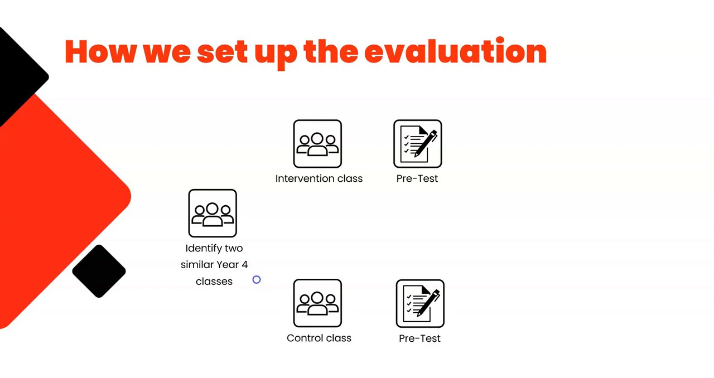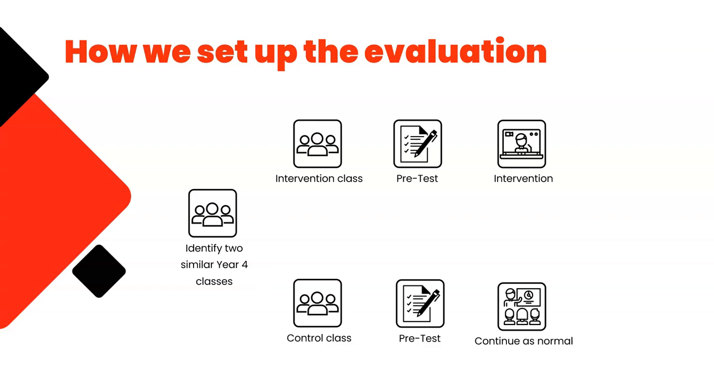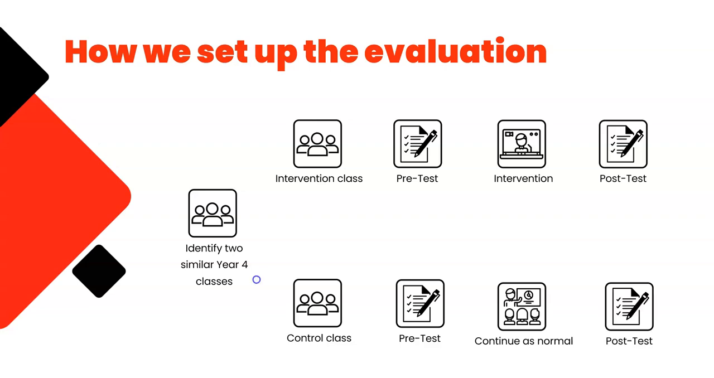Complete the pre-assessment spelling test with both groups. The intervention class will use the spelling strategy and the control class will continue as normal with their normal approach. And then you will complete the post-assessment test with both groups again. At the end of the assessment, the data will be input into the platform, which will generate an impact report. And then if it proves to be successful, you can then open this up to the control class.